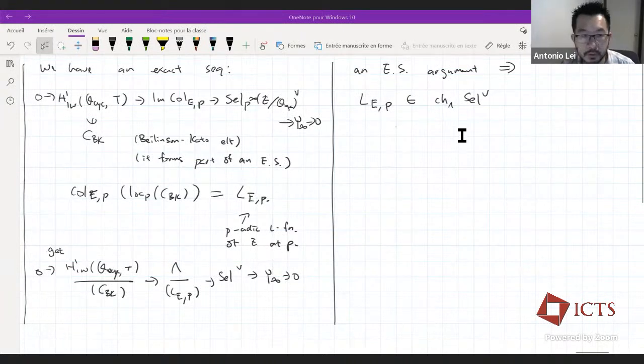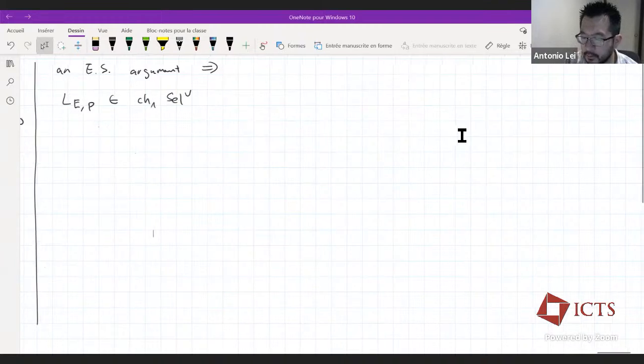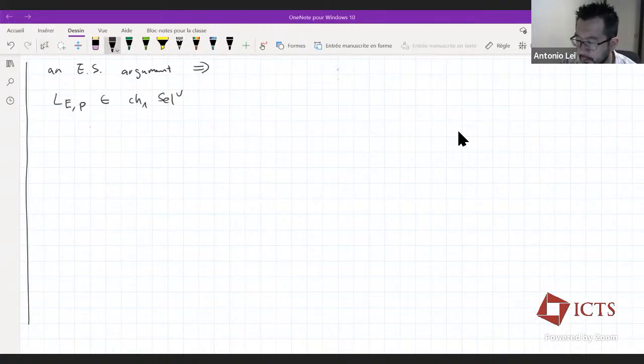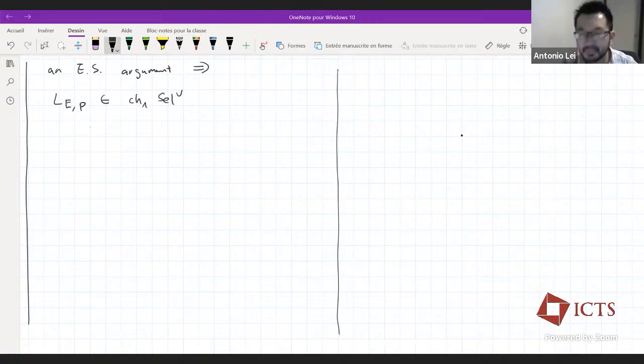So today I want to tell you roughly how this Euler system is constructed without going into the technical details. Again, the idea is really to give you a rough idea how it works, rather than telling you exactly all the difficult steps that you have to do.